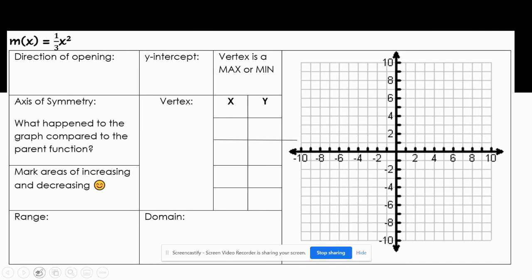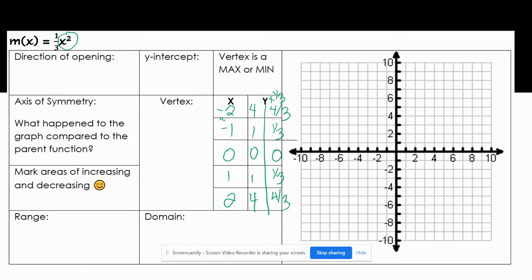One-third x squared. Our parent function, remember, again, is x squared. So 1/3 is how we're changing. We're still multiplying the y value by that 1/3. I'm going to keep my same original 4, 1, 0, 1, 4 starting xy table. And then we're multiplying the y value by 1/3. So 4 times 1/3 is 4/3. 1 times 1/3 is 1/3. 0 times 1/3 is 0. 1 times 1/3 is 1/3. And 4 times 1/3 is 4/3.